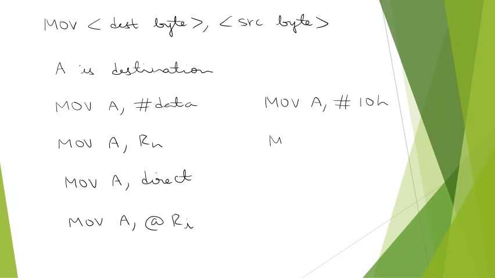And then we have MOV A, R2. So the content of register R2 is copied to the accumulator. And then we have MOV A, 25H. So the location 25H is accessed and the data in it is copied to accumulator. And then we have MOV A, @R1. So the memory location pointed by the register R1 is accessed and the data from it is copied to accumulator.